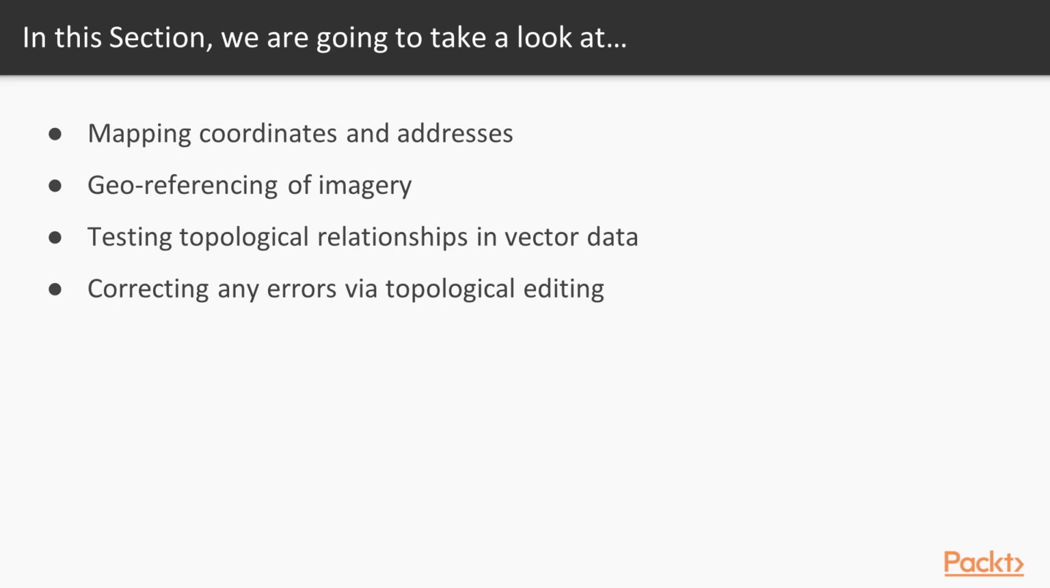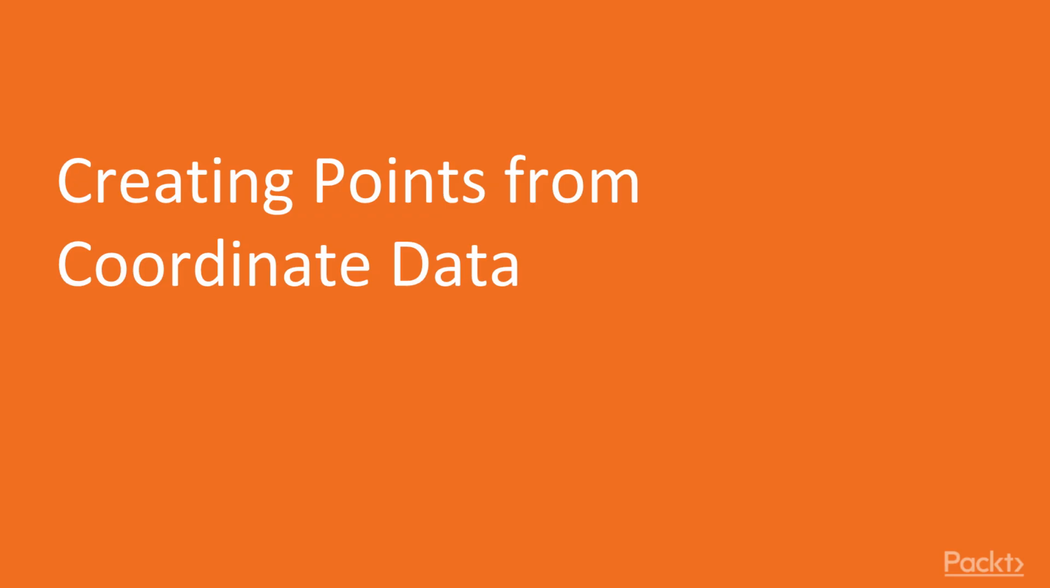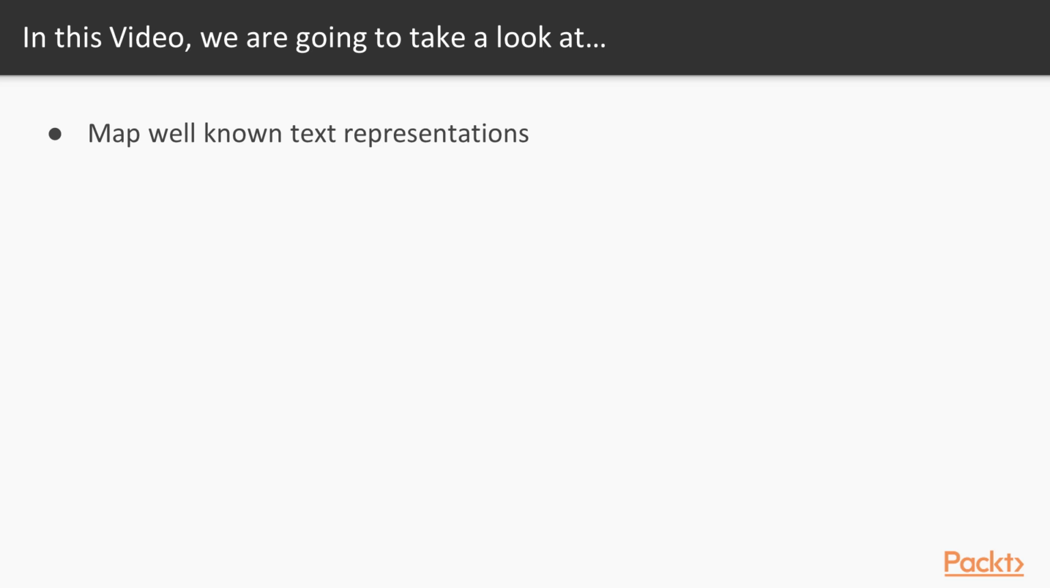The final portion of the section will cover testing topological relationships in vector data and correcting any errors via topological editing. Now we move on to the first video of this section that deals with creating points from coordinate data. In this video, we are going to map well-known text representations.